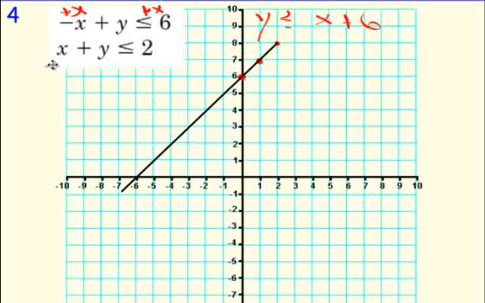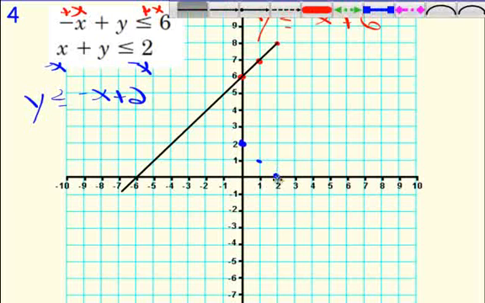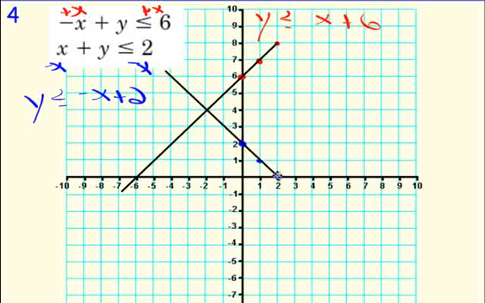Second line, we're going to subtract x this time. So you're looking at y is less than or equal to negative x plus 2. So I got plus 2, I get negative x. Okay, and another solid line.